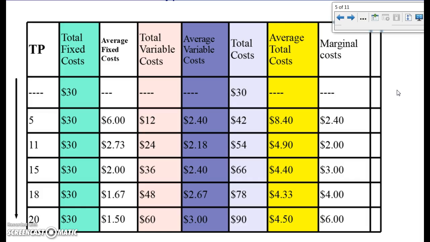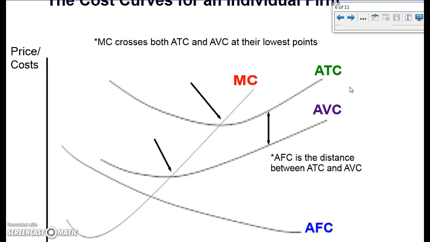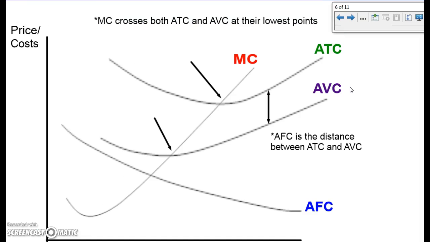Here I moved the columns so you can get a little bit better look at the relationship here. Total variable costs, you can see them next to average variable cost, right? Total variable, average variable, and you can see total and average total. Okay, so that's just to show you what's happening as we increase output. If you were to graph that data, you would get a graph that looks something like this.